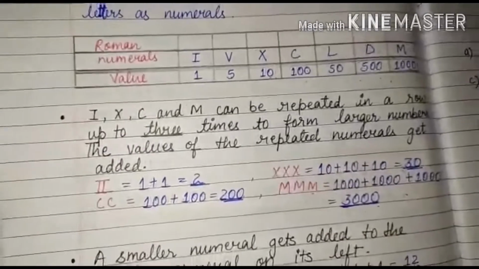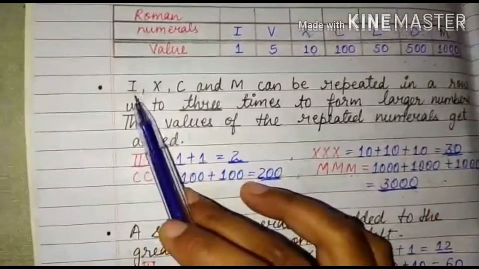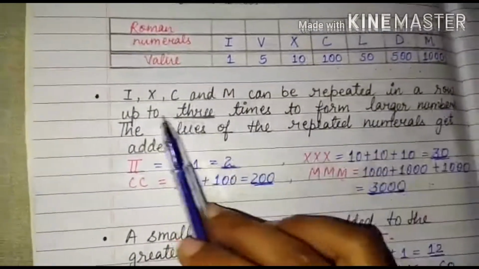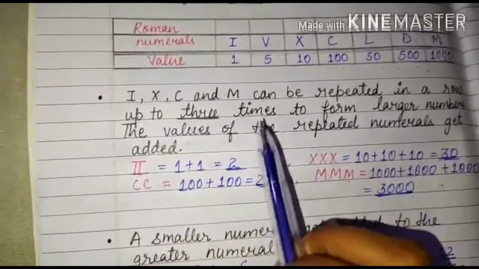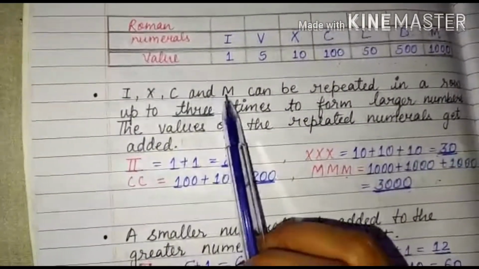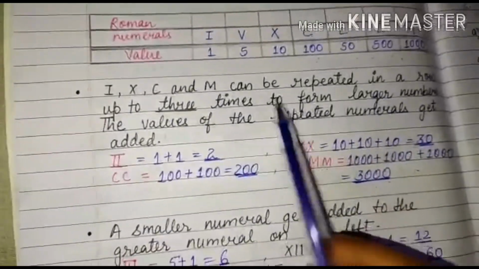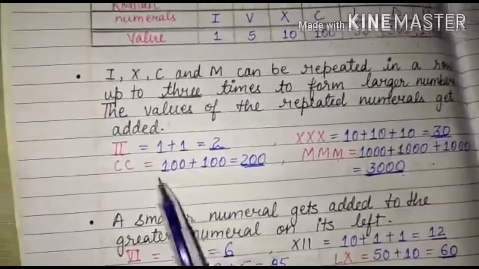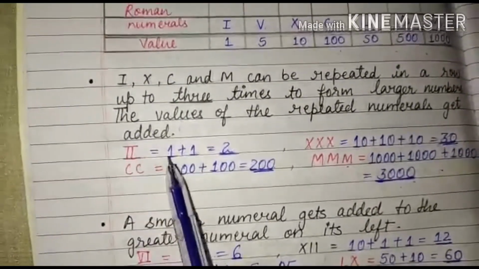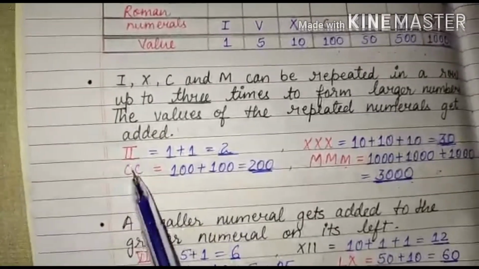There are some techniques to use these numbers. What are they? First, I, X, C and M can be repeated in a row up to 3 times. That means you can repeat these 4 numerals only 3 times to form any larger number. The value of the repeated numeral gets added. Like if I am having I, I, that means 2 I's are here. So I am adding 2 ones, that gives me 2.